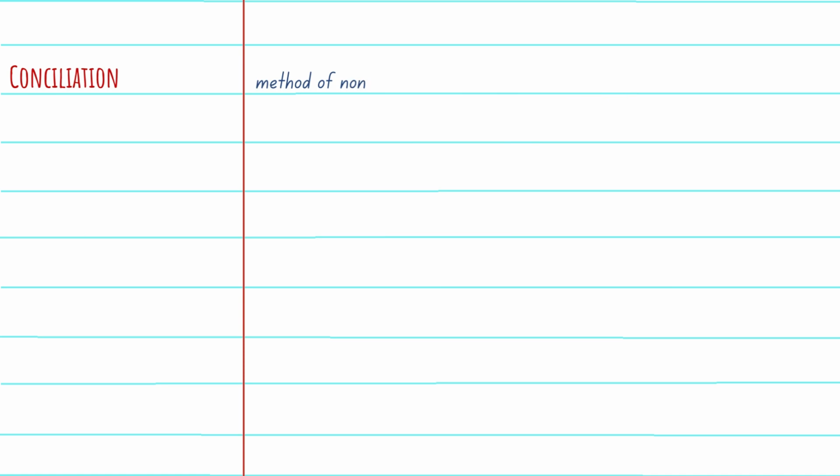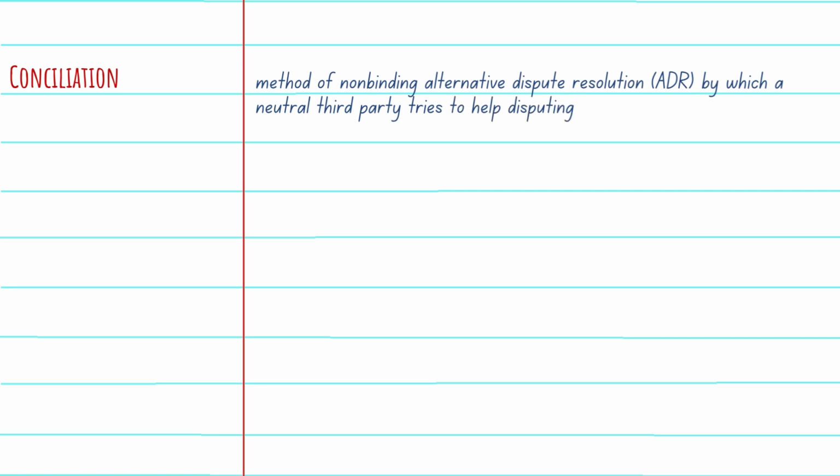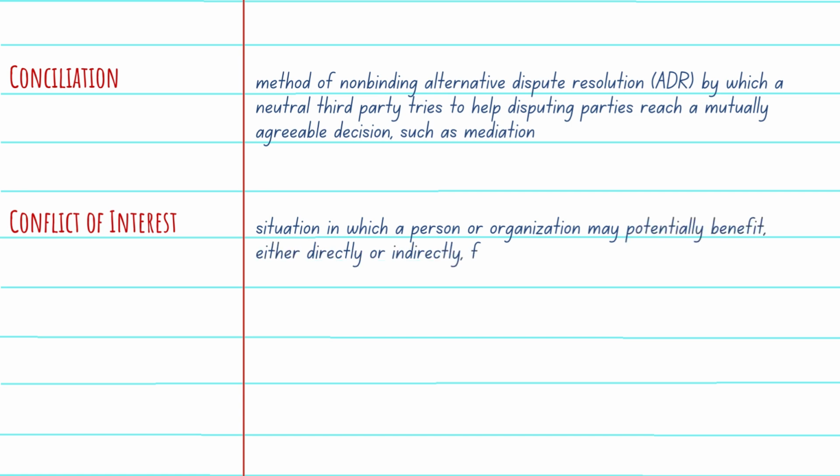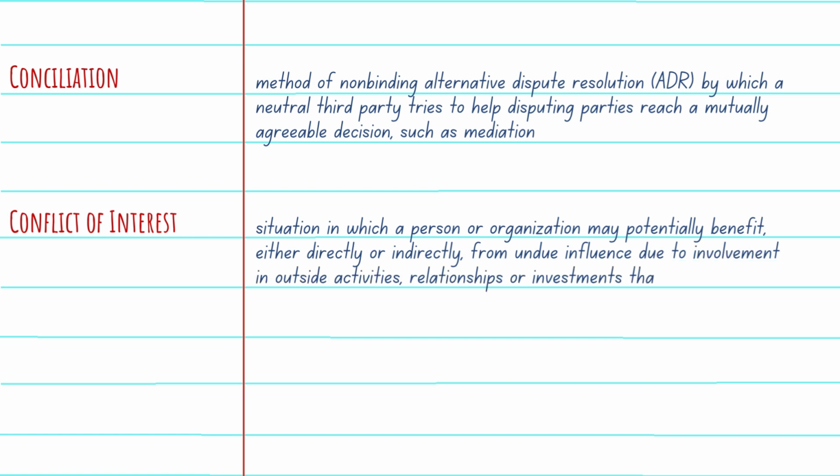Conciliation is a method of non-binding alternative dispute resolution by which a neutral third party tries to help disputing parties reach a mutually agreeable decision, such as mediation. A conflict of interest is a situation in which a person or organization may potentially benefit, either directly or indirectly, from undue influence due to involvement in outside activities, relationships, or investments that conflict with or have an impact on the employment relationship or its outcomes.